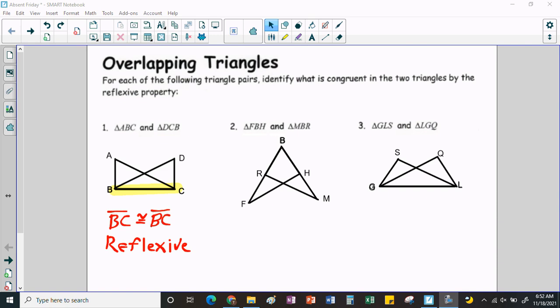So take a second, pause the video, and see if you can identify what is the common or shared part in problem numbers 2 and 3.